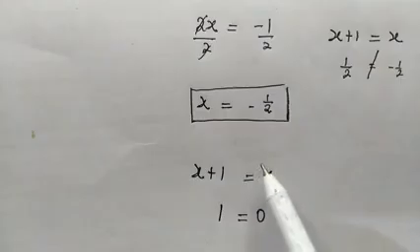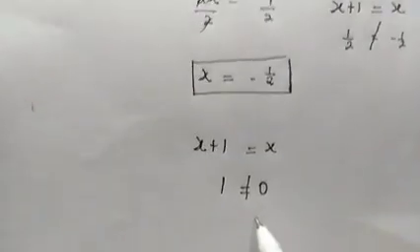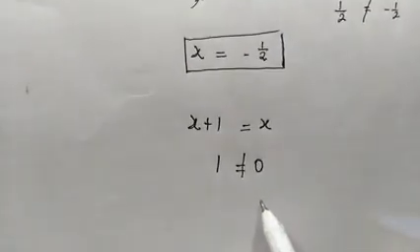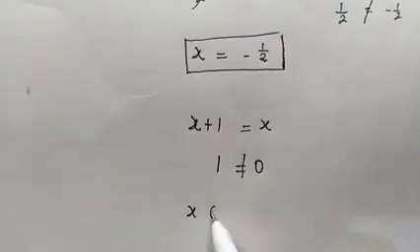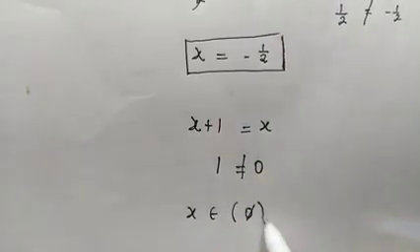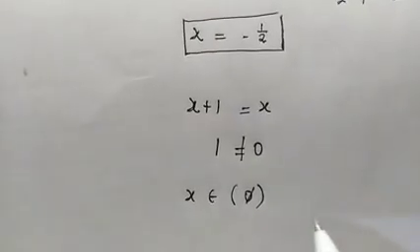x plus 1 is equal to x. So we know this is a false statement. It is a contradiction. And we know that obviously 1 cannot be equal to 0. So we can say that the solution set is an empty set, right? You can say x is an empty set, right? So no real solution or complex solution.